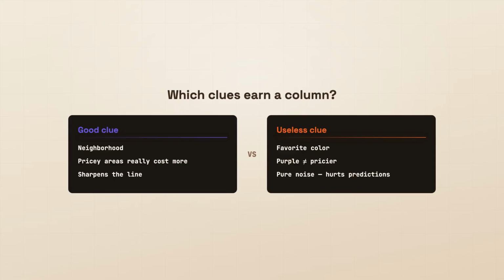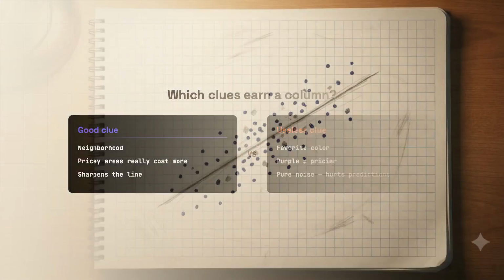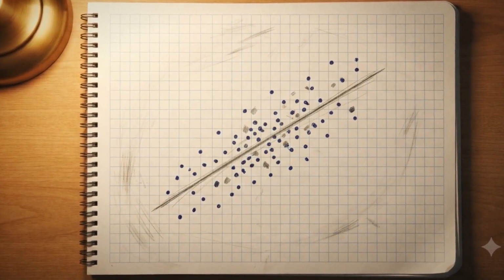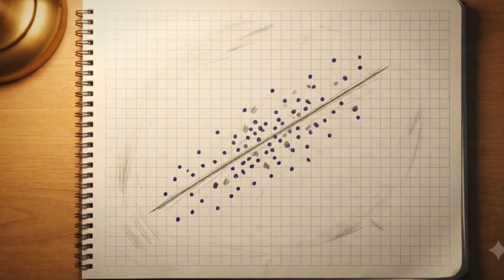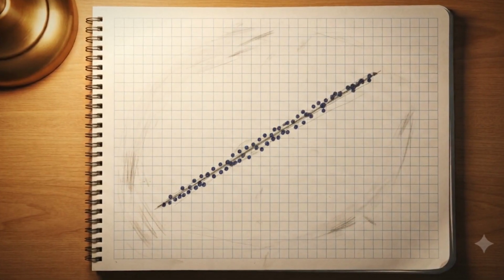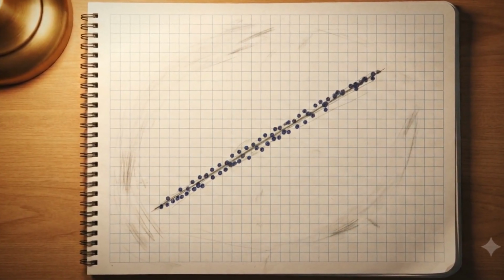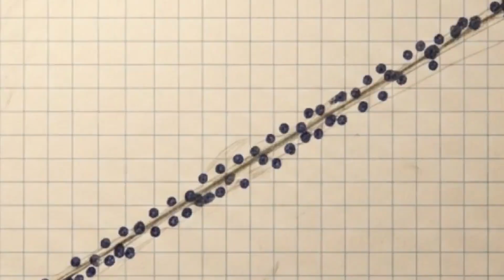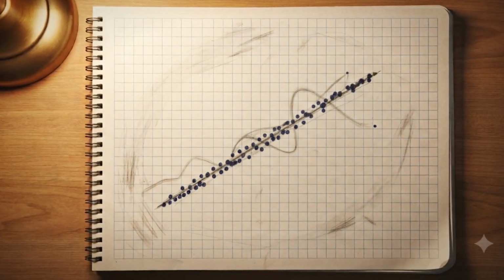Let's actually run it in the notebook. Start with just house size, the old dots and line we started with doing okay. Now ink in the neighborhood column. Watch the line tighten, the predictions snap closer to the real prices. A good clue and the model got smarter. Now scribble in favorite color. The line wobbles, chasing a pattern that isn't there. Same model, same learning loop. All we changed was the clues on the page.